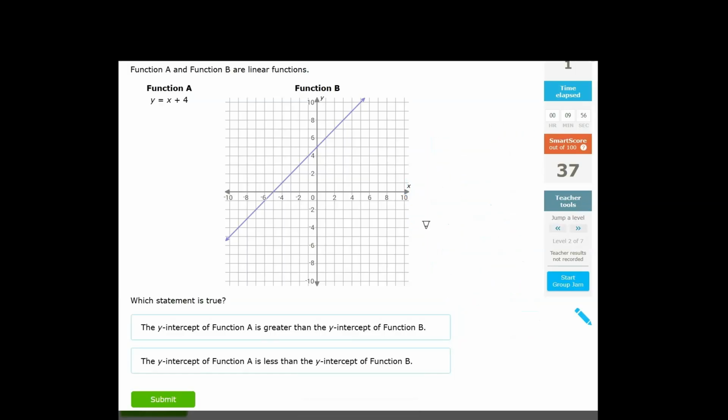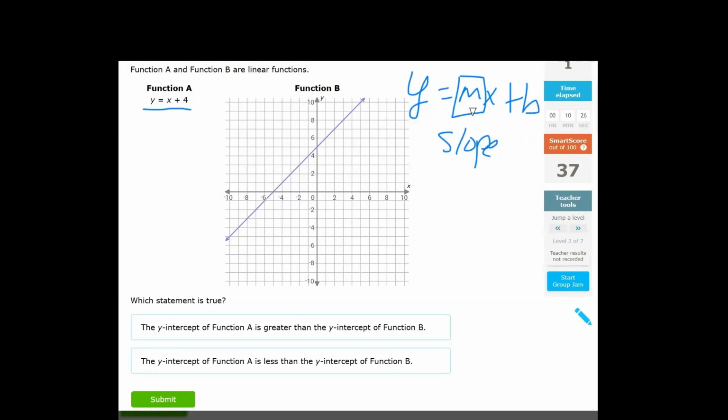Okay. So now we're given two linear functions, and one of them is in equation form and the other one graphically. And now they're asking us to compare the y-intercept of function A in comparison to function B. So recall the slope-intercept formula, y equals mx plus b. Okay? And recall that the number in front of the x, that is your slope.